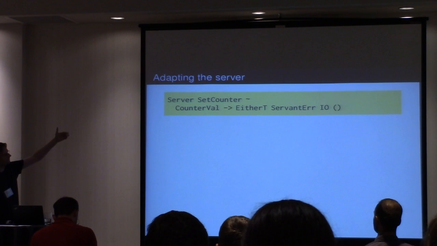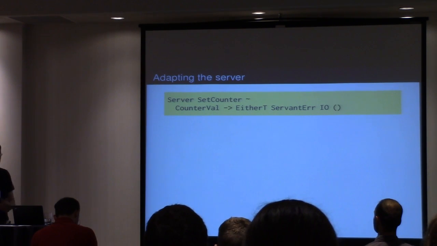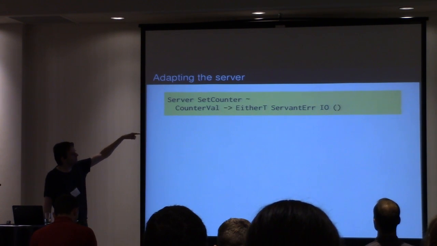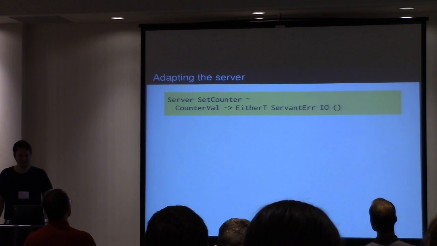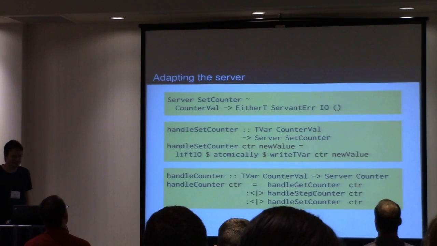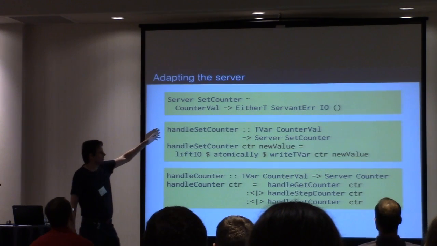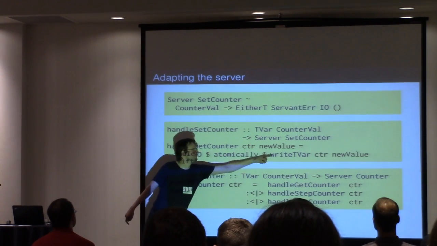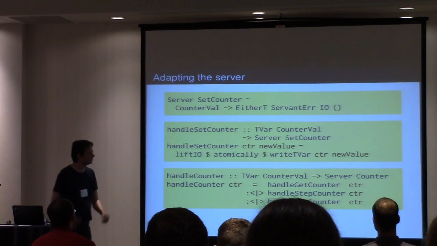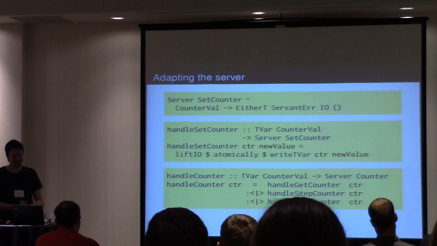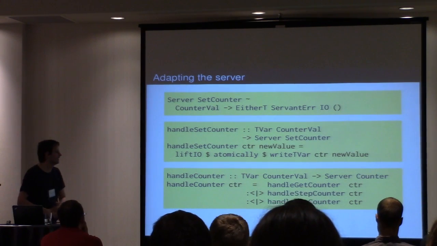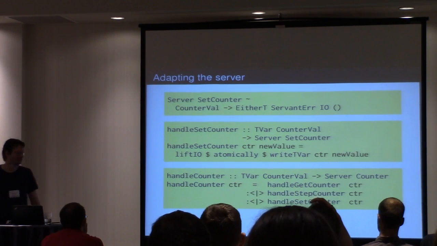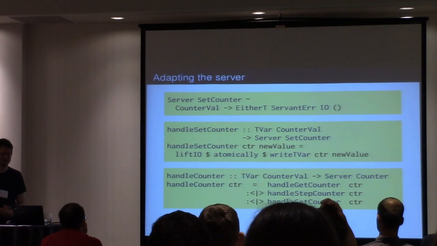In this case, the handler type corresponding to set counter is a function that gets a counter val as an input and produces a unit type as an output. And it just writes the new value that it gets to the T-var, ignoring the old value that might have been there. And then the overall handler for everything is now a choice between 3 different handlers.